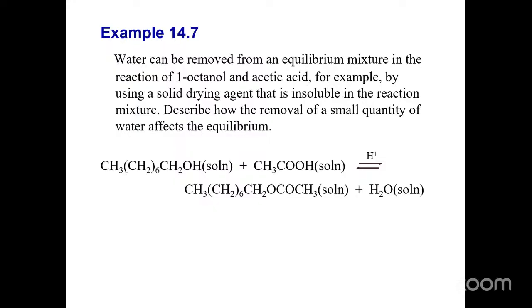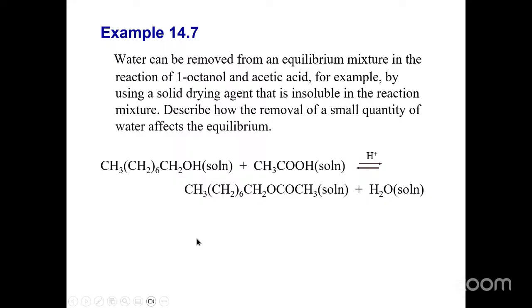So this question says, water can be removed from an equilibrium mixture in the reaction of 1-octanol and acetic acid, for example, by using a solid drying agent that is insoluble in the reaction mixture. So the question says, describe how the removal of a small quantity of water affects the equilibrium. So in this particular question, what they're saying is that you have the system already in equilibrium, and you continually remove the water from the system, all right?